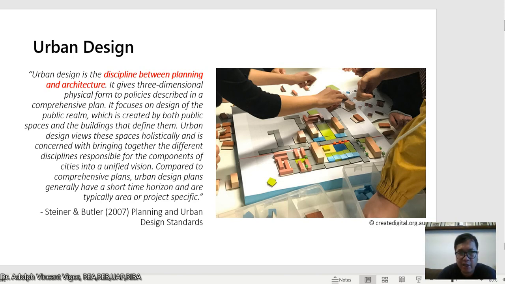So I think the keyword there is that it is between planning and architecture, and that it also provides a three-dimensional form to a two-dimensional policy described in the comprehensive plan.